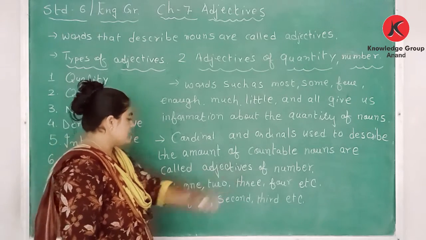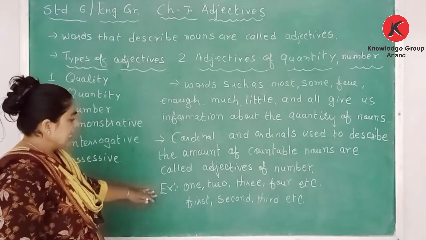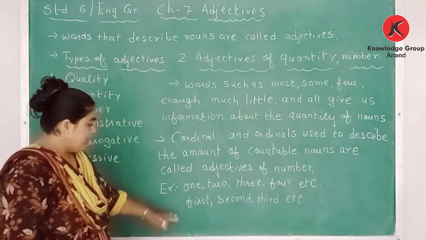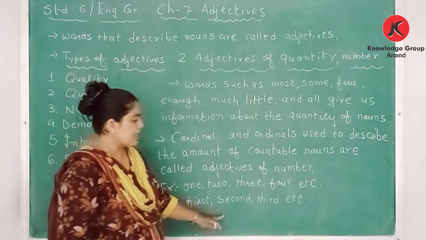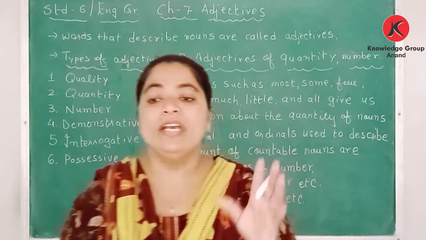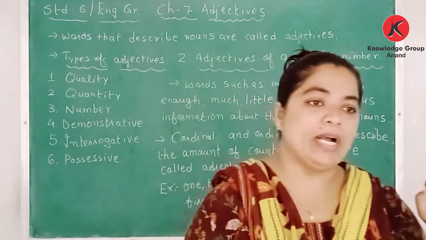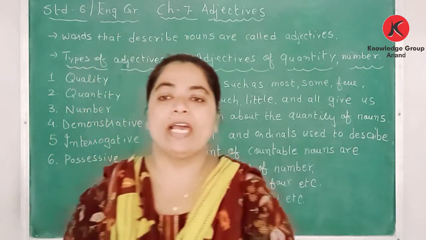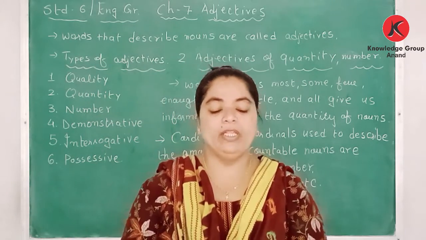They are called adjectives of number. Cardinal numbers are 1, 2, 3, 4, etc., and ordinal numbers are first, second, third, etc. So, the adjective of quantity describes the uncountable noun, and the adjective of number describes the countable noun.